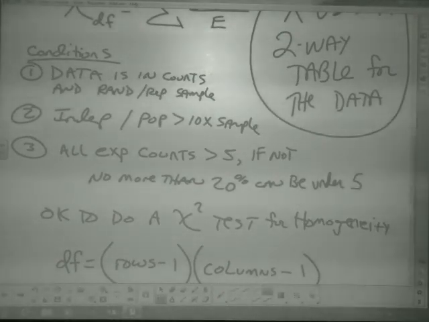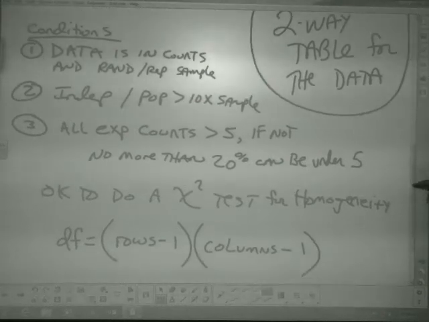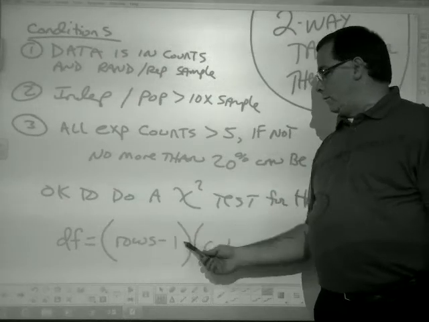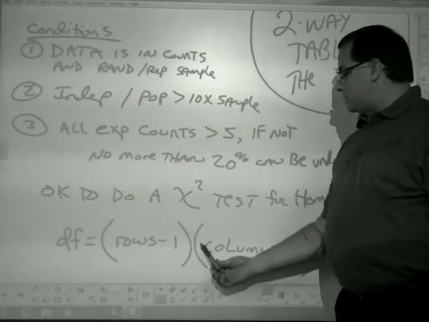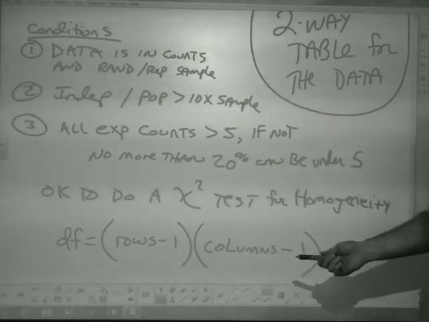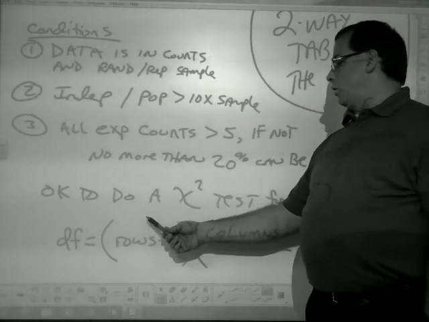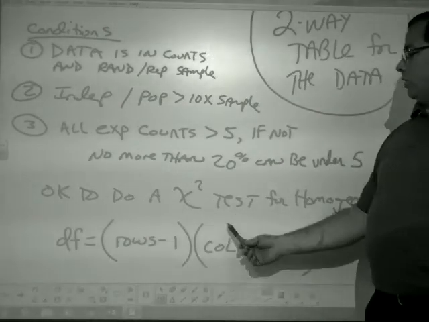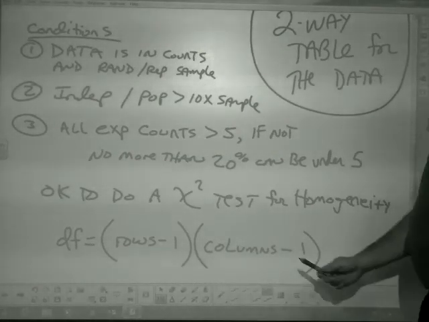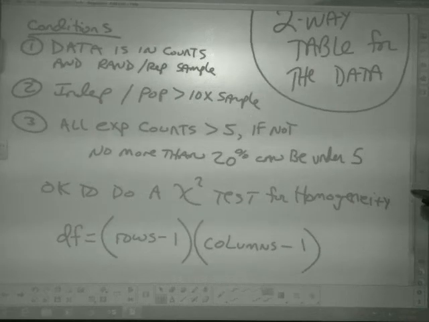The degrees of freedom, you have to take the number of rows you have minus 1 times the number of columns minus 1. So remember I said I have a 3 by 2. A 3 minus 1 would be 2, a 2 minus 1 would be 1, my degrees of freedom would be 3. Just rows minus 1 times columns minus 1.